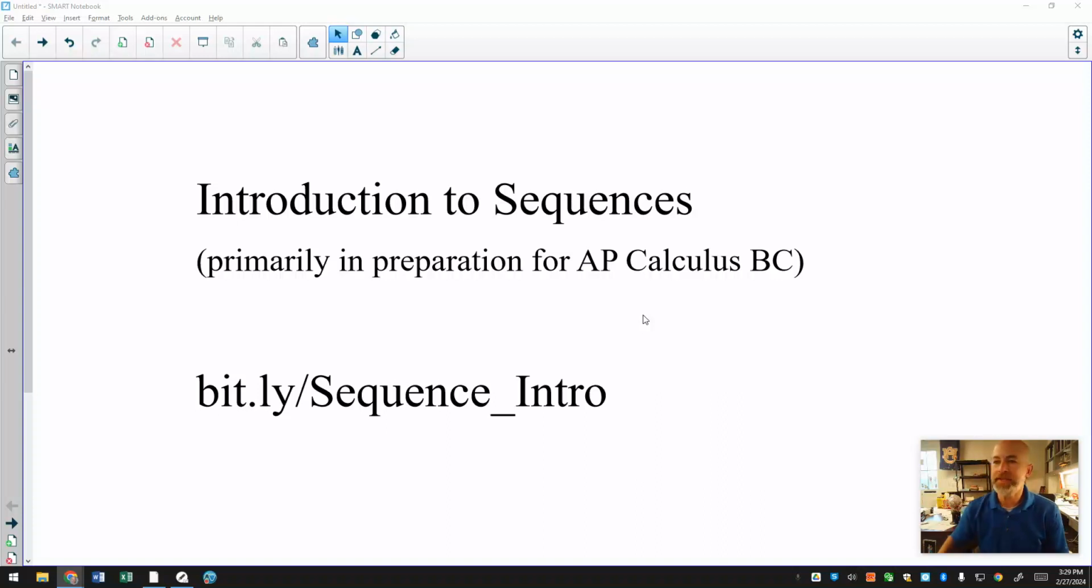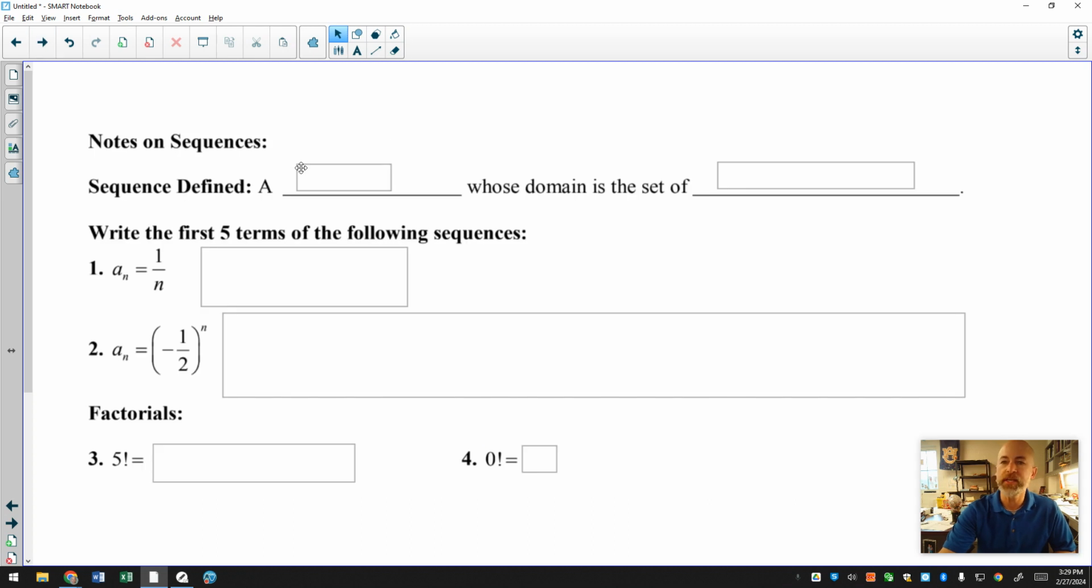All right, let's look at some sequences. This is just a brief overview of some basics, in the spirit of what's coming in the future for AP Calculus BC students when it comes to series convergence and divergence. If you want to print the sheet to follow along and take notes, you can go to this bit.ly link down here. And let's look at some sequences.